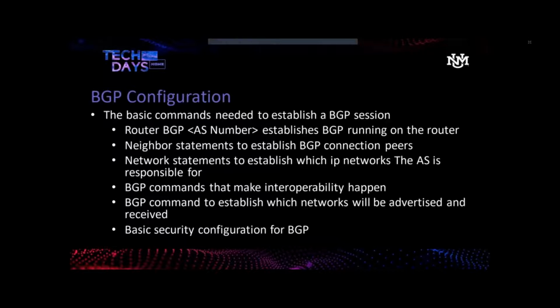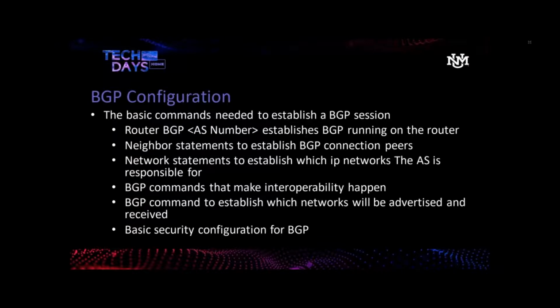The basic commands needed to establish a BGP session: you need your autonomous system number. On Cisco, the command is router BGP, your AS number. On Brocade, it's router BGP, and then you set your AS number on the next line. So it may be different on the router vendors' equipment that you have. There are multiple different router vendors: Extreme, Juniper, Cisco, Brocade, even Infinera Wave Division Multiplexing has a version. But this is something simple.